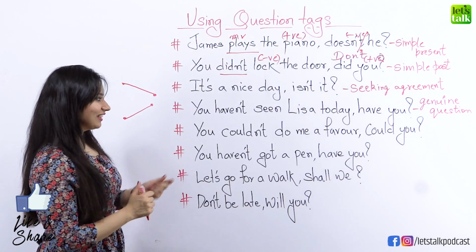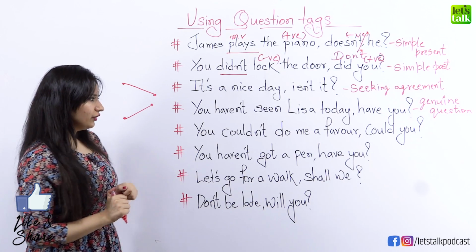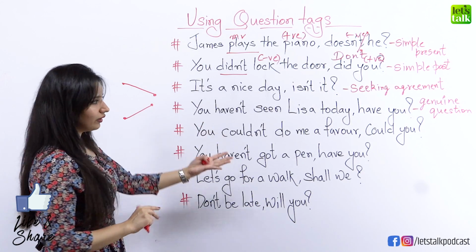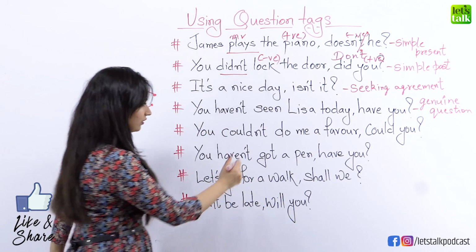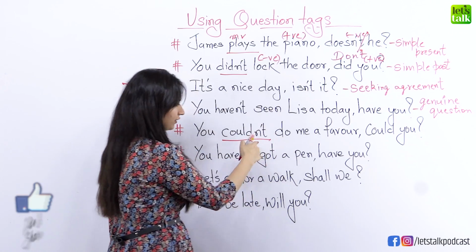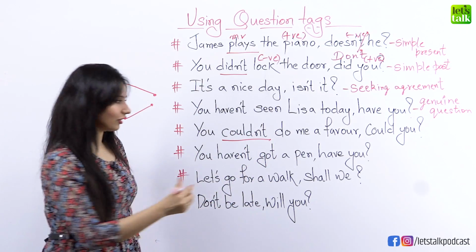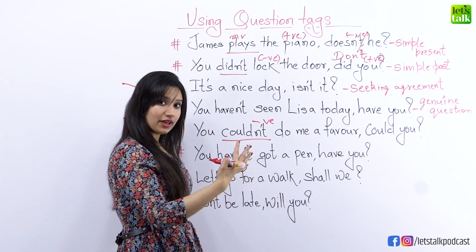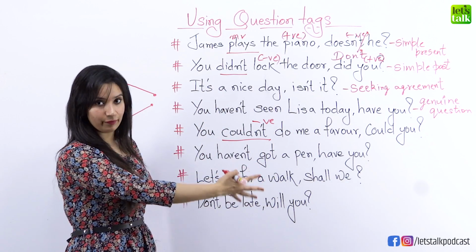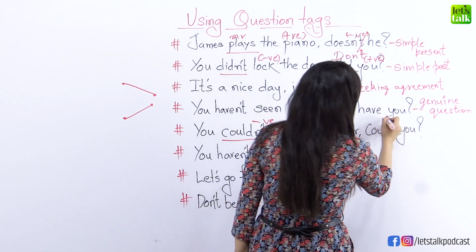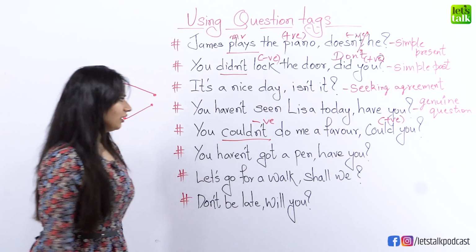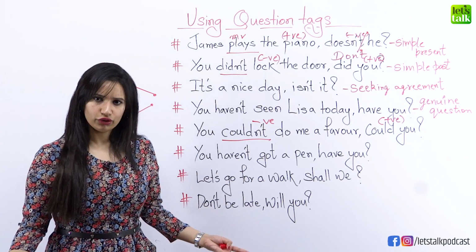Now let's look at the next one that we have. You couldn't do me a favor, could you? Okay, let's see which one is the negative part. So here the statement is negative because this is short for could not, all right? And the question tag is positive as the rule applies to all of them, okay? The question tag is positive. So I say, you couldn't do me a favor, could you?